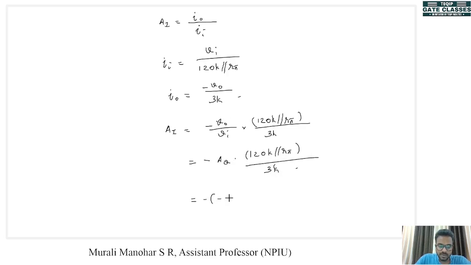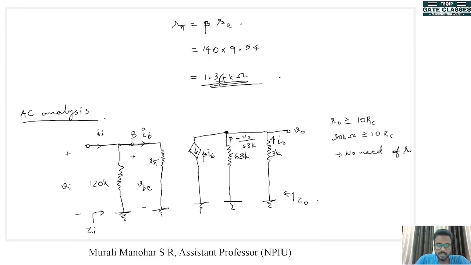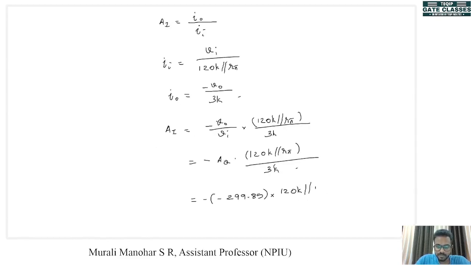This is minus of minus 299.85 into 120K parallel R pi, which is 1.34K, divided by 3K. If you do this, you will get the answer as 132. So this is the current gain.